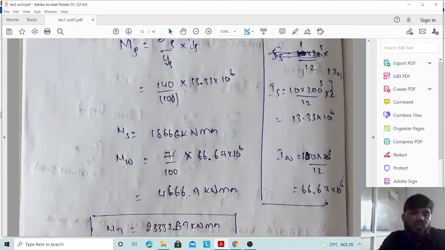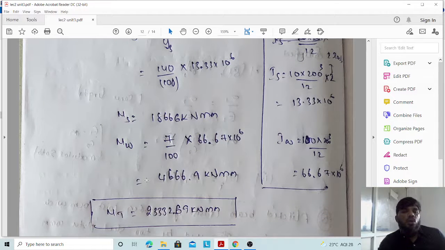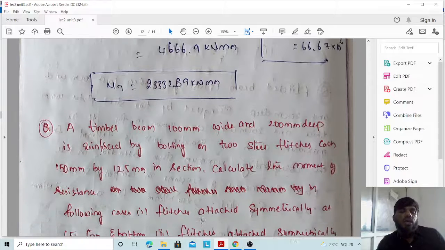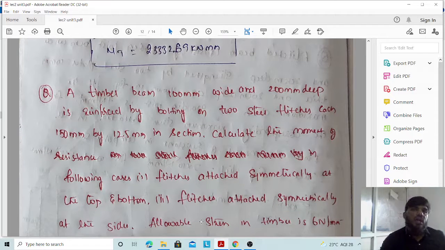Similarly, the moment of resistance for wood uses the sigma given in the problem, 7 Newton per mm square, so we take 7 by 100. Both sections are of the same height, so we take 100 itself. 100 into 66.67 is the moment of inertia, which we calculated from BD cube by 12. Substituting, we get two values. Adding these two values, we get the answer as 2332.69 kilonewton mm. In this way we have to solve composite sections using the moment of inertia formula.